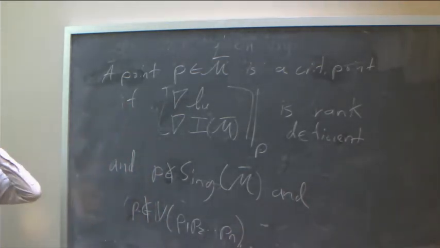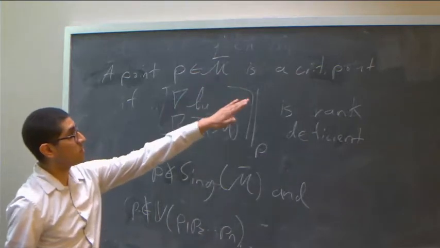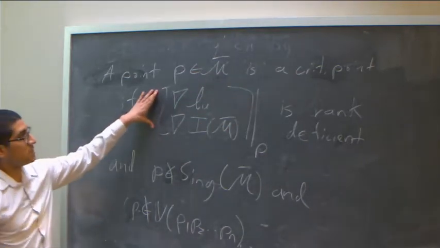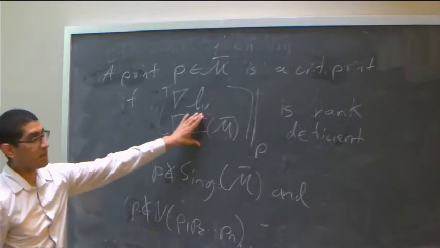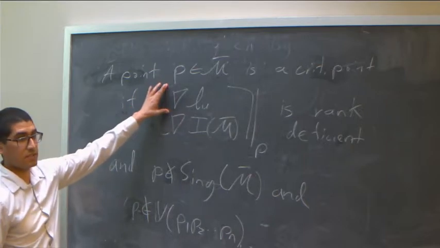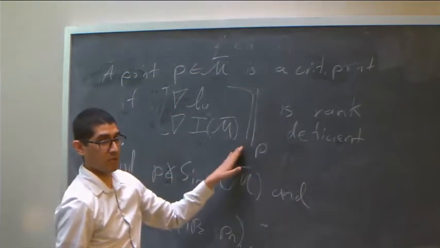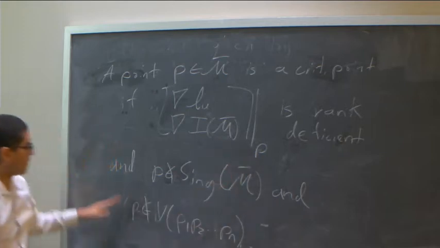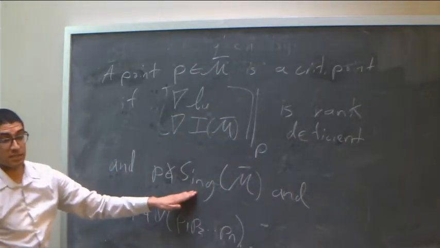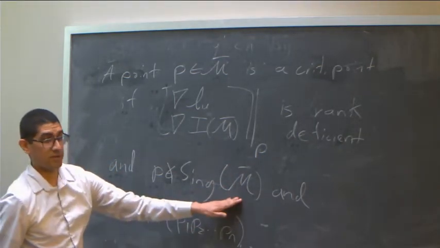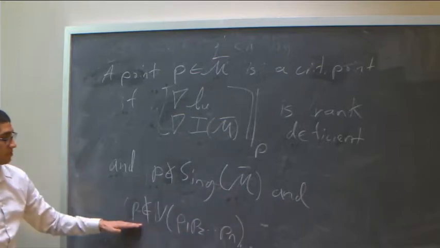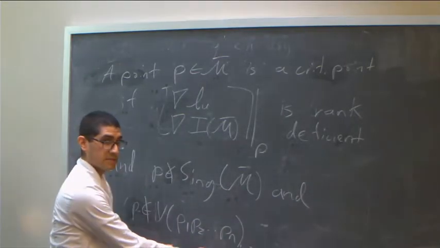So point P in the algebraic variety is a critical point if this Jacobian matrix augmented with the gradient of the likelihood function is rank deficient at the point P. But we also want the condition that P is not in the singular locus of our algebraic variety, and we want P not to be in the coordinate hyperplanes.